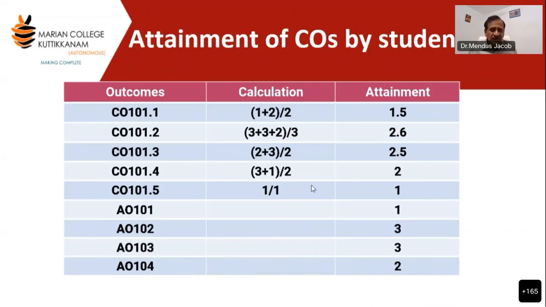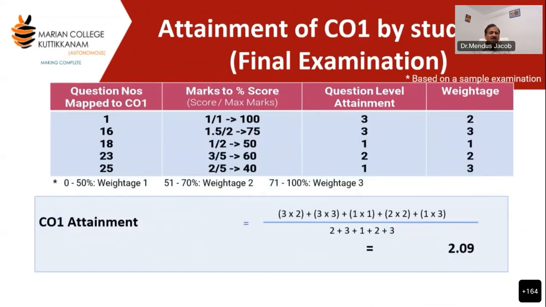Now we have calculated the attainment of course outcomes of one student for continuous assessment. Then coming to the final exam. Suppose you're an autonomous college or even a university, this is the process. I'll give an example. Suppose there are 25 questions in the question paper for the end semester exam.